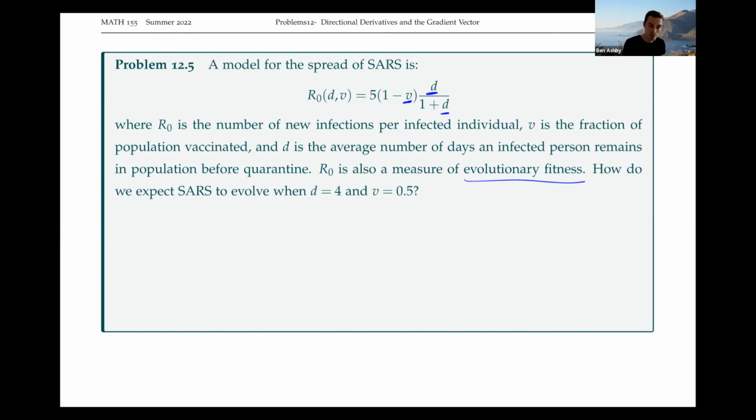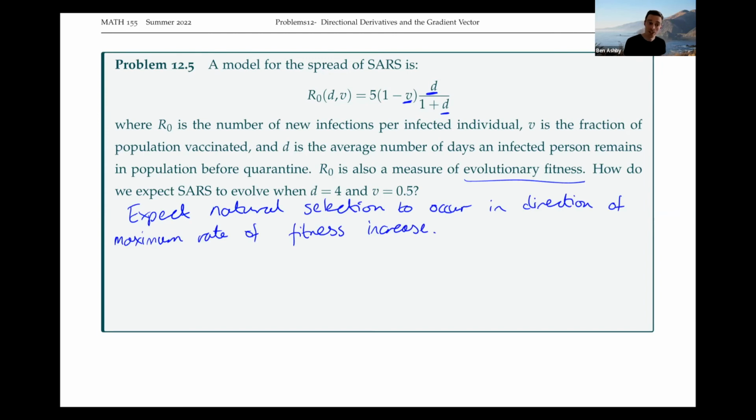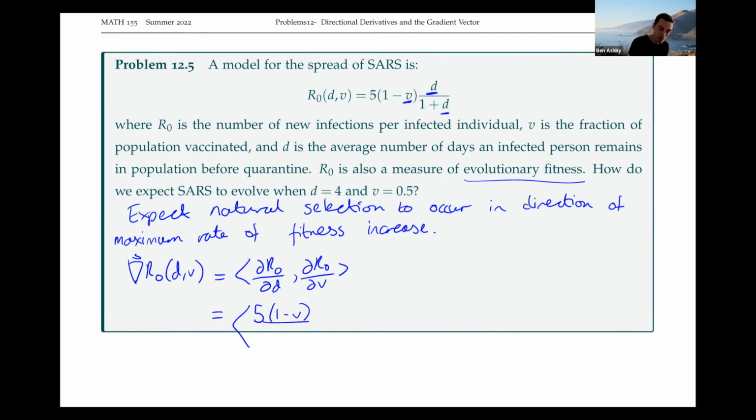So what we can say is we can expect natural selection to occur in the direction of the maximum rate of fitness increase. So all we need to do is work out our gradient. So grad of R0 in terms of d and v, which is just our gradient of partials, dR0/dd and dR0/dv, which are 5(1 minus v) over (1 plus d) all squared, and minus 5d over (1 plus d).